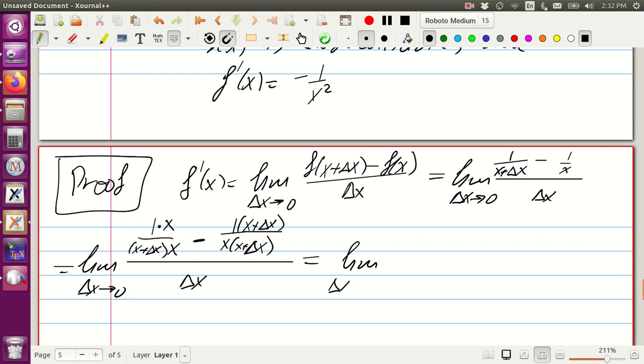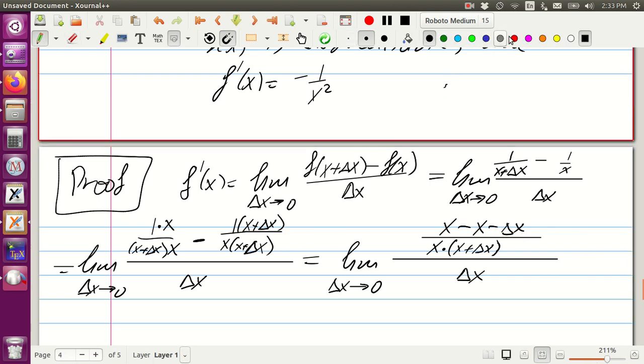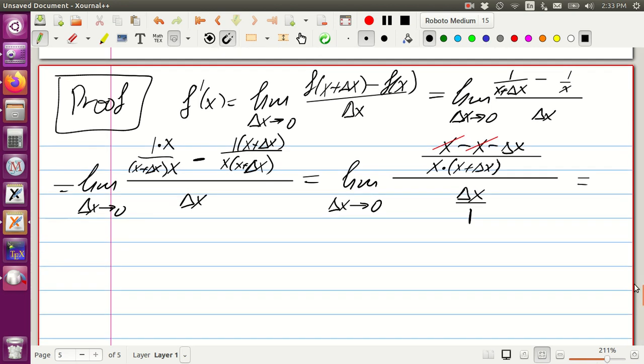So we have limit delta x goes to 0. We don't touch the denominator. In the numerator we have, look, this is a common denominator, so we'll write x times x plus delta x. And since we have a common denominator, we're just going to take and multiply 1 by x. Then we're going to put a minus, and we're going to distribute this minus through this expression. So it's going to be minus x minus delta x. And we can see that this x and this x add up to 0. And also, instead of thinking about this number as delta x, we can think about it as delta x over 1.